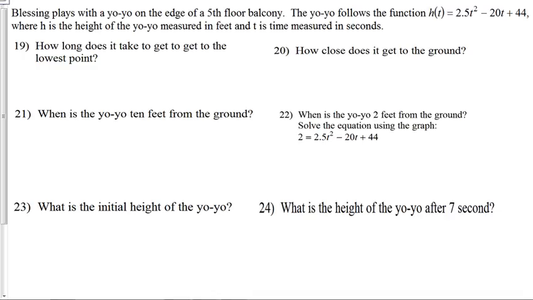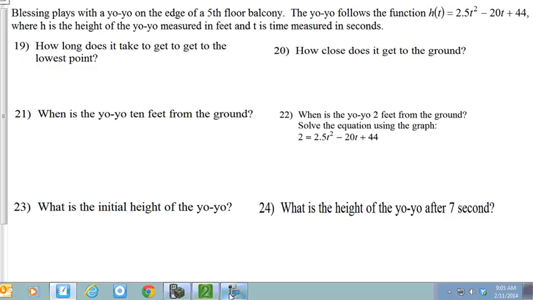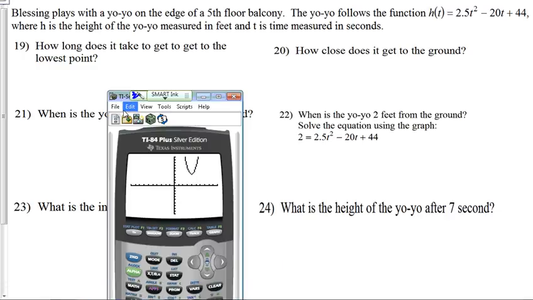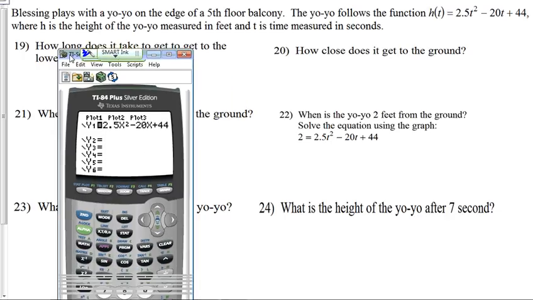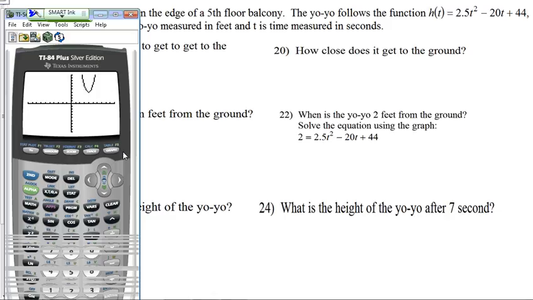Here is a word problem that talks about a yo-yo. It's on a 5th floor balcony. The yo-yo follows that function where h is the height of the yo-yo measured in feet and t is the time in seconds. On the website, there is a link to a graphing calculator. I will pull mine up here. Notice that I already have it plugged in. 2.5x squared minus 20x plus 44. And when you graph it, it looks like this.